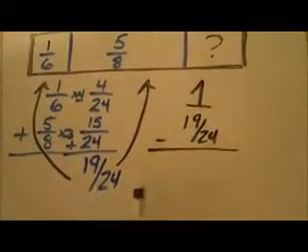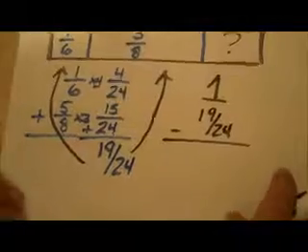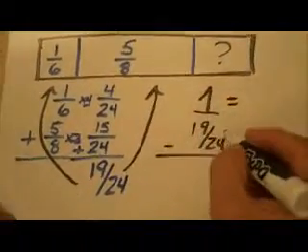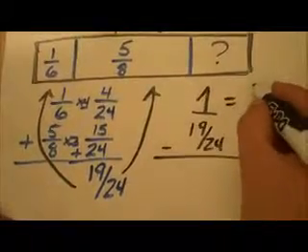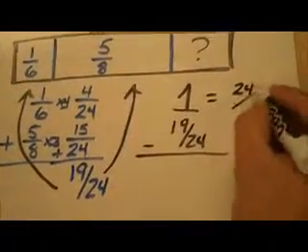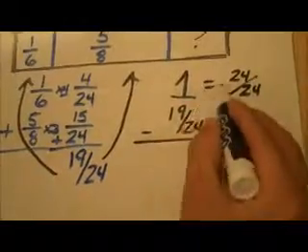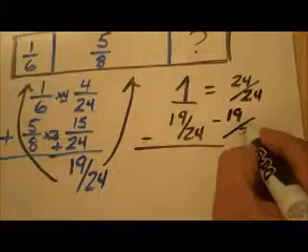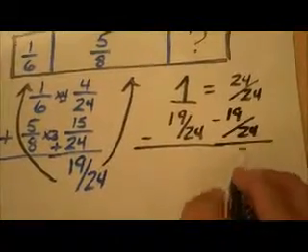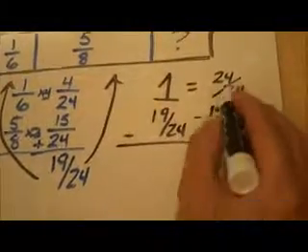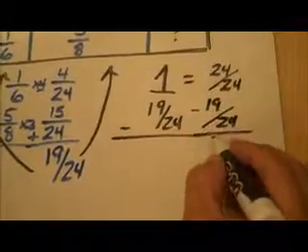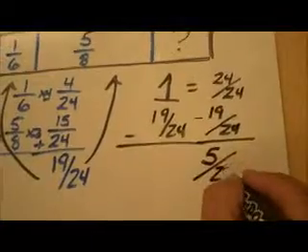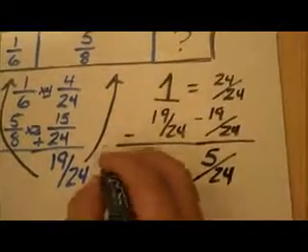So we have to think again on some of the skills and concepts that we've learned, and understand that if I have one whole and I'm dealing with 24ths, then 24/24 is equivalent to one whole. Now I can subtract my 19/24. I have like denominators, so 24 minus 19 will leave me with 5. And we were in 24ths, so I have 5/24.